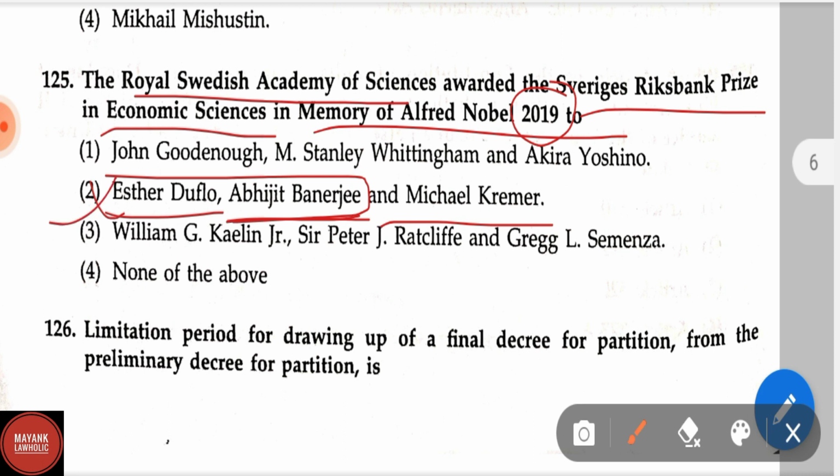But in case the 2021 economics prize is asked, then you have to know the three names of the Nobel laureates, that is David Card, Joshua Angrist and Guido Imbens. These three persons have got the Nobel Prize in Economics in 2021.